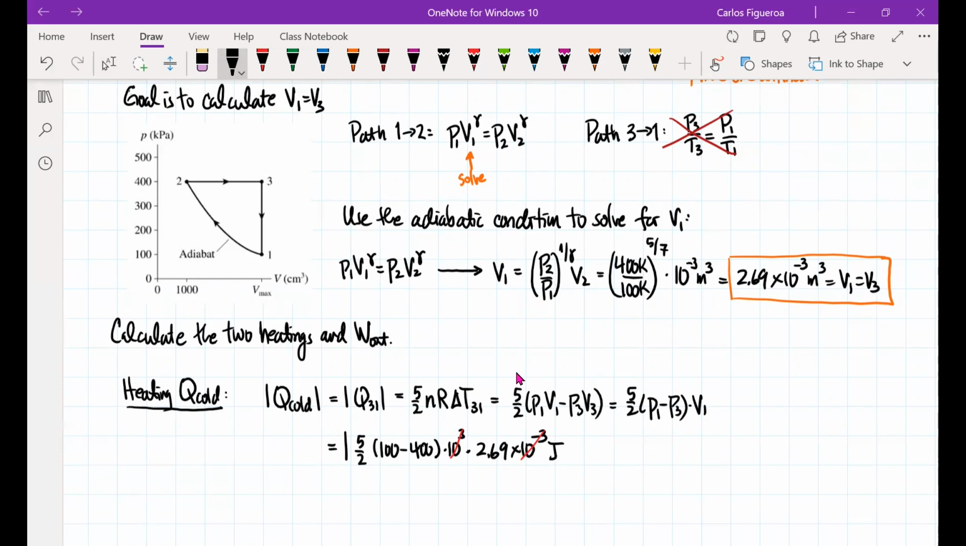So if I compute this, remember, this is a negative number, but if I take the absolute value of this, then I'm going to get a value that reads 20.2 times 10 to the 2 joules, but I'm going to write this as 2.02 kilojoules, and this will be Q31, which is the same as Q cold. So I now have my first heating.